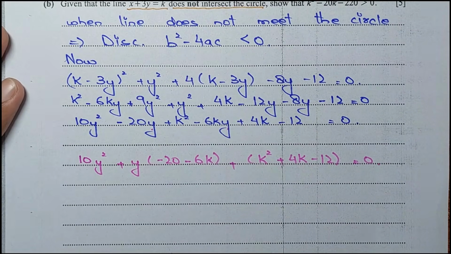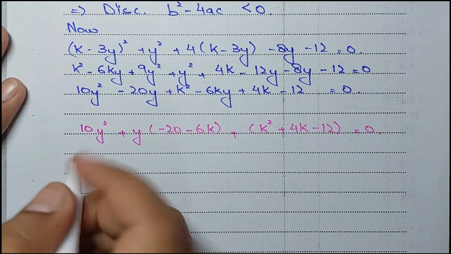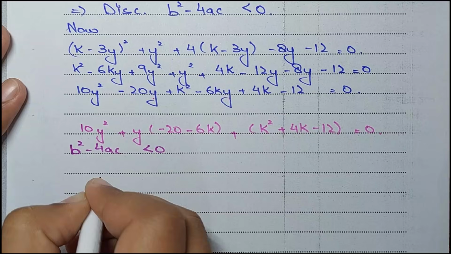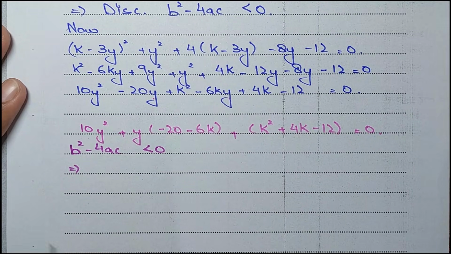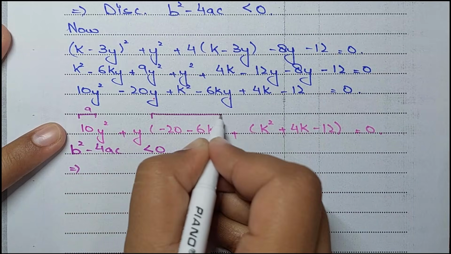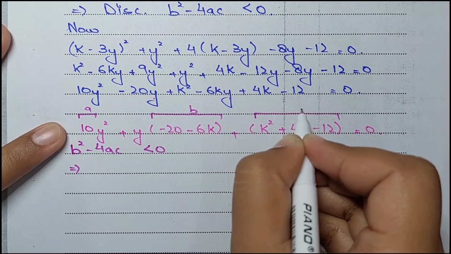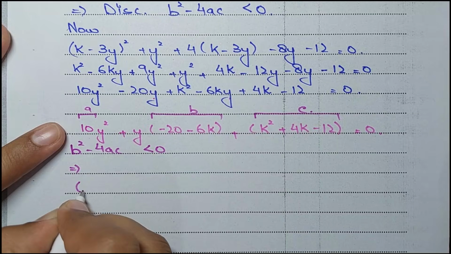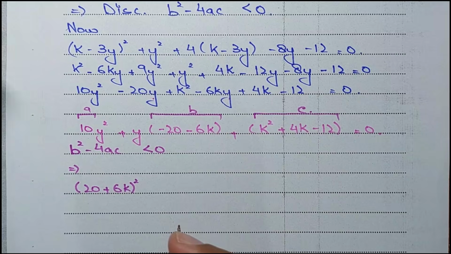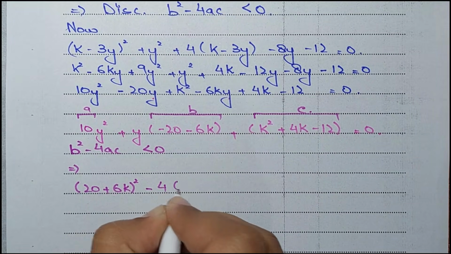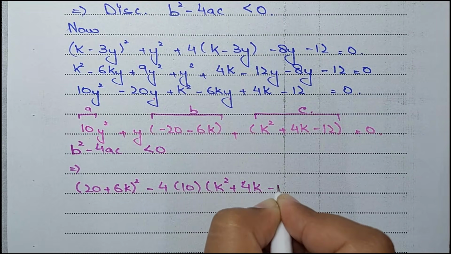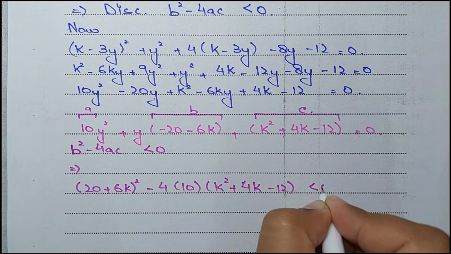Now we can put the discriminant b square minus 4ac less than 0. So a value is 10. This is your a, this value is my b, and the constant term is my c. So b square is 20 plus 6k whole square, because minus 1 square is positive 1, minus 4a, and the c is k square plus 4k minus 12. This is less than 0.